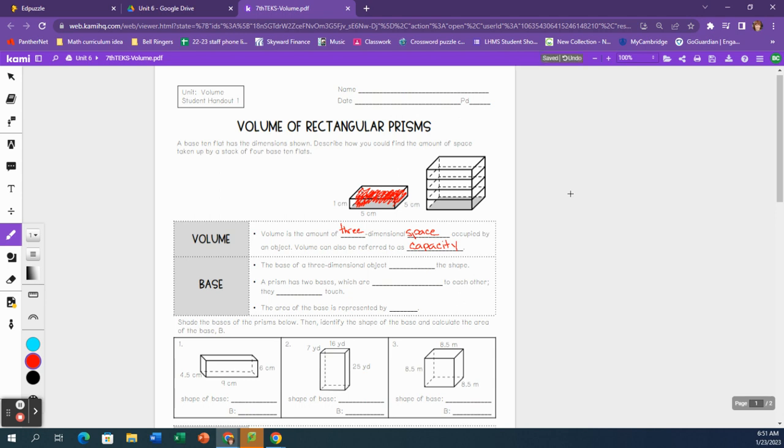The base of a three-dimensional object names the shape. So a triangular prism, the base is the triangles. A rectangular prism, the base is the rectangles. A prism has two bases which are parallel to each other. They do not touch. The area of the base is represented by big B, and we've talked about this a little bit already.